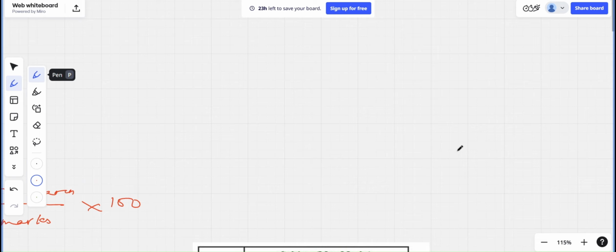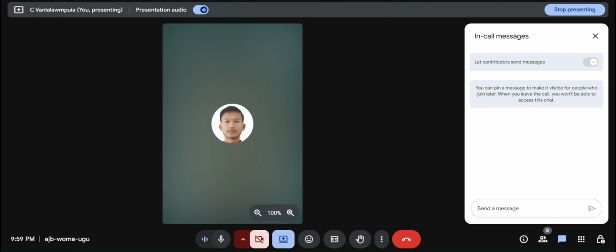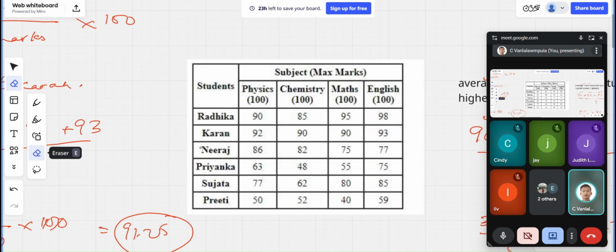Now we already get 4 marks. Next is, what is the percentage of Niraj in three best subjects? Best 3 subjects. Let's see, what are Niraj's best subjects? Kindly write in the chat, what are his 3 best subjects? Let's be a little bit more interactive.